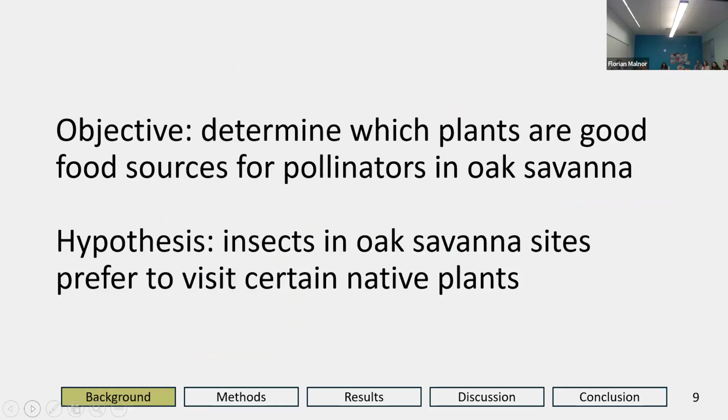So my objective in this study was to determine which oak savanna flowering plants are good food sources for native pollinators. And my hypothesis was that native flowers, like the ones I just showed on the previous slide, would be preferred by the pollinators in oak savanna.